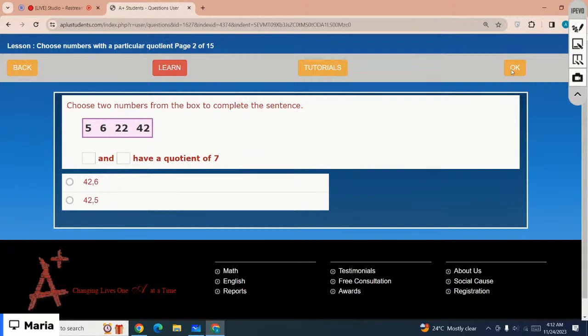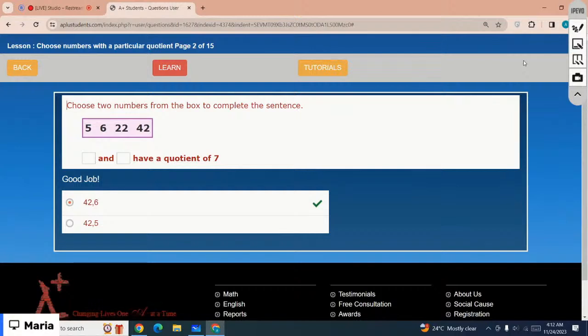42 and 5. How can you divide 42 by 5? 5 times what number is 42? You cannot divide 42 by 5. 5 times 8 is 40. So the correct option is 42 and 6. You can take your time, think, and then answer, right? No hurries.